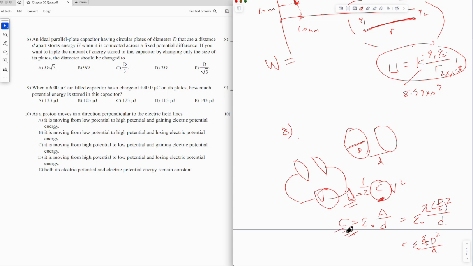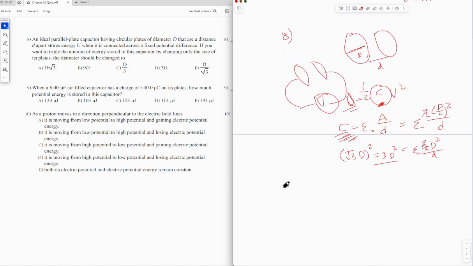You triple this one by only changing the area, which means you have to make the D squared 3 times bigger. So D squared equals 3 D squared, which means you just change the diameter into square root 3 times D. Make the diameter square root 3 times bigger. All right.